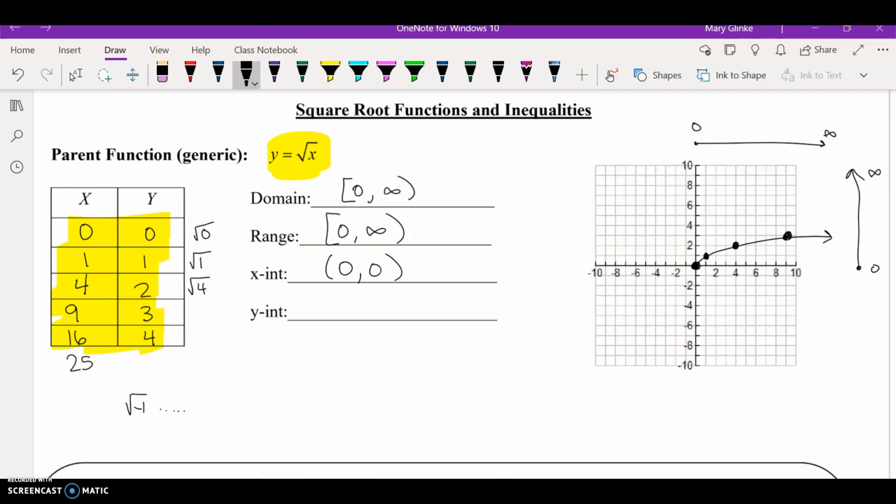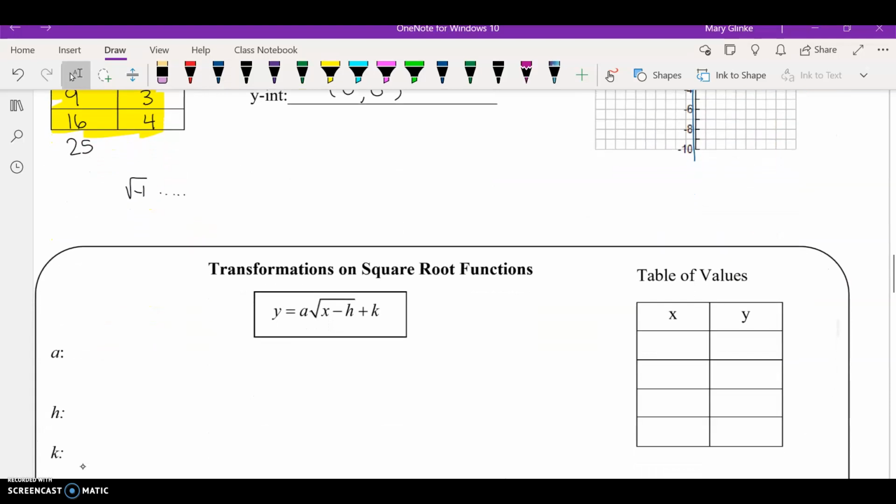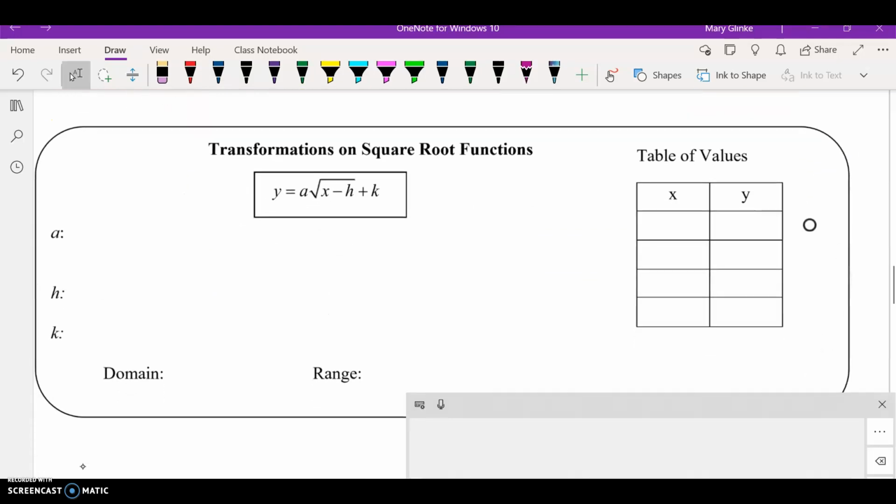Now my x-intercept starting off is 0, 0, as is my y-intercept because that's where my graph hits both the x-axis and the y-axis. So you can imagine that when we start moving this graph around, your x-intercept and your y-intercept might change as well. So this is the generic function. Now we're going to move it left and up and flip it over and stretch it and all of that different stuff. So the things that we need to know here.